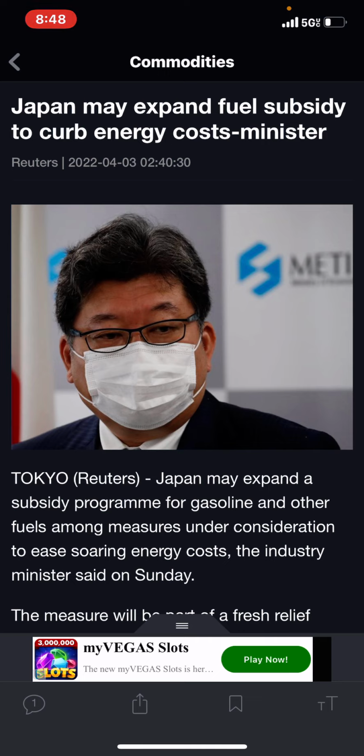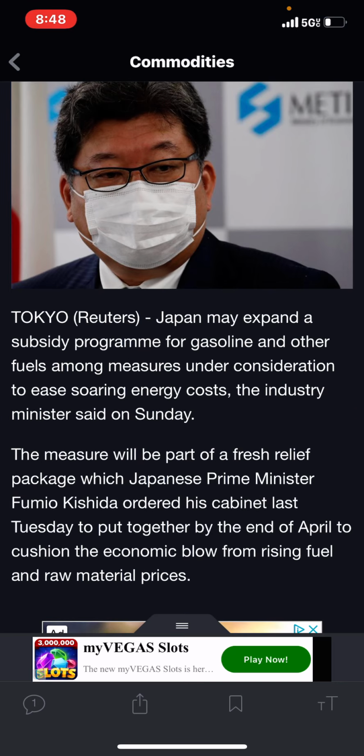energy cost, minister. So basically what's going to happen now is the Japanese government is going to take an active role in trying to curtail and bring down its fuel costs, to bring down the gas prices at the pump for Japanese citizens. We're going to touch on several points. Japan may expand the subsidies program for gasoline and other fuels among measures under consideration to ease soaring energy costs, said the energy minister on Sunday.